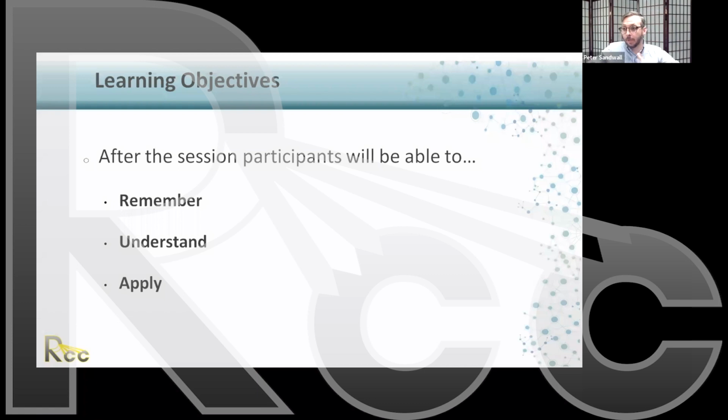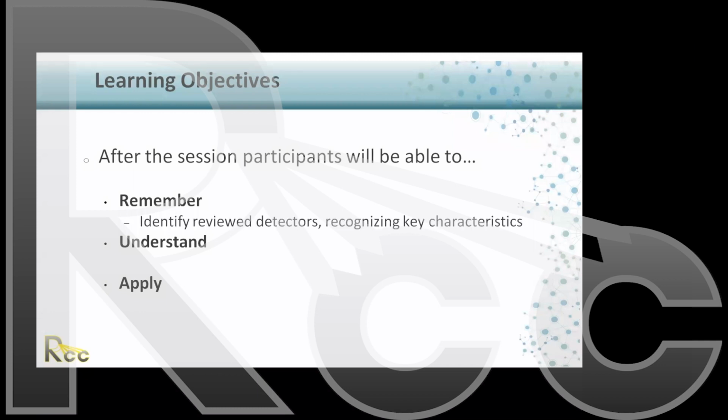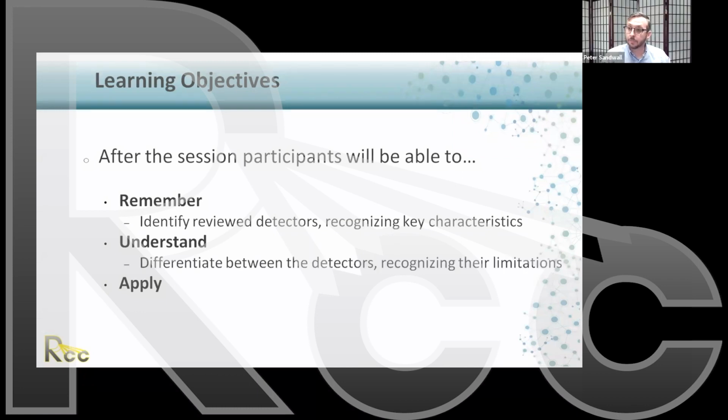So we are kind of at the end. I wanted to review our learning objectives. I wanted you to be able to remember, to understand, and to apply. So I hope that you're able to identify the reviewed detectors, recognize the key characteristics, differentiate between the detectors, recognize their limitations, and choose the appropriate detector for your desired measurements.